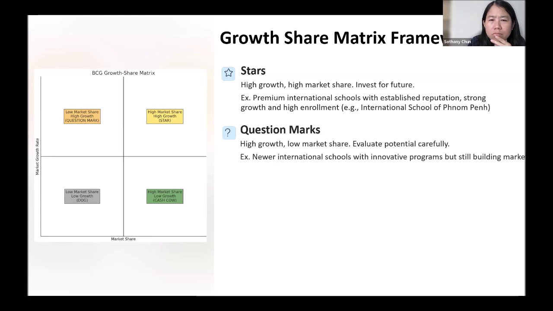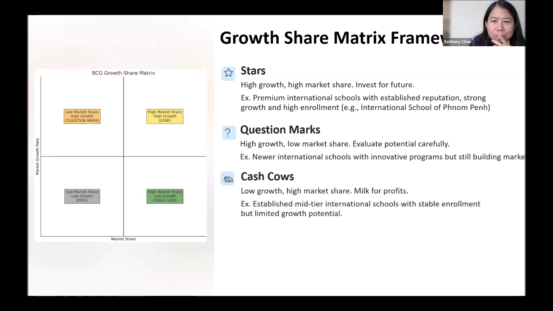Question mark. So where's the question mark? The question mark is in the top left, where the growth rate is very high. However, the market share is very low right now. So it's a question, right? Why do we put a question mark here? Because maybe there is something we can do to increase the market share. But if not, then it's a big problem. So there are a lot of things we can do to improve if we are in the question mark spot or plot.